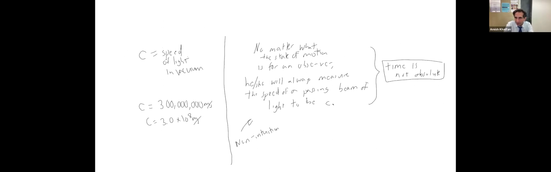And another implication is that the lengths of objects are not fixed in stone. If I have a marker and I'm holding it, I measure a certain length. But if I'm moving in a train with the marker, and you measure the length of the marker from outside the train, you'll find that the length is not the same. So this suggests that the lengths of objects are not absolute, they're relative, like time. So these two boxed-in statements are themselves non-intuitive.